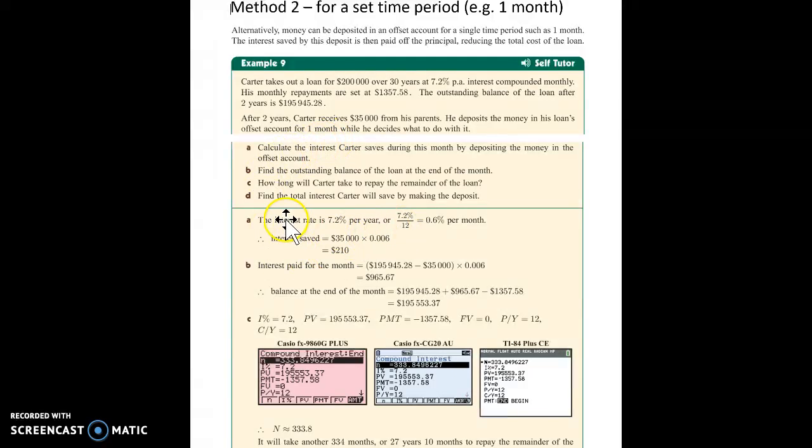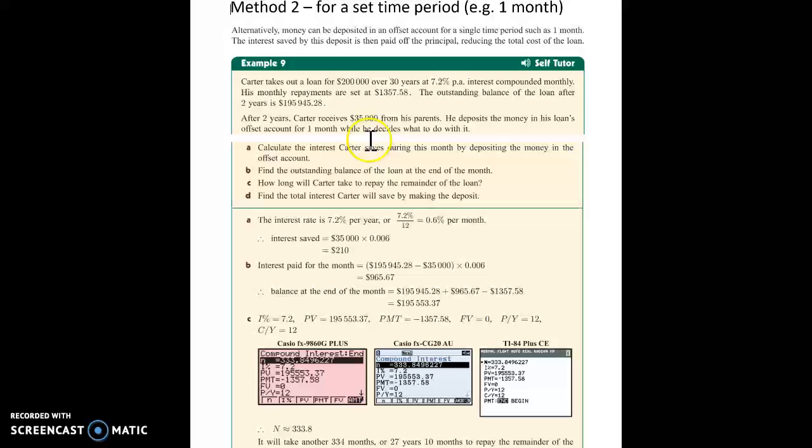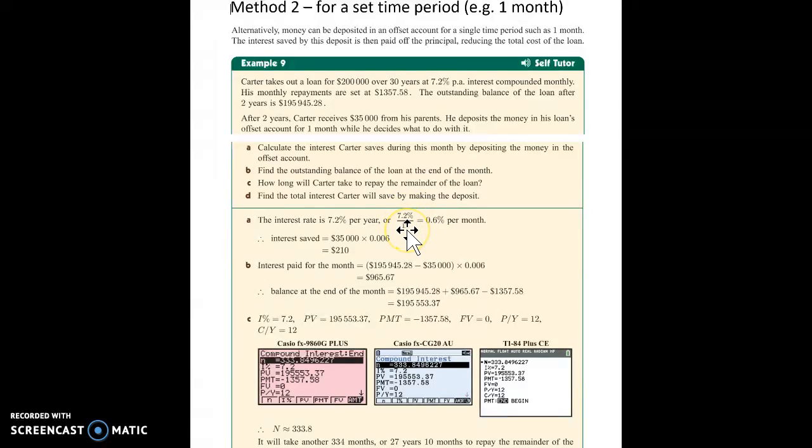So here, first step is to calculate the interest that they save on that money going to the offset account. So if that money is going into the offset account and it's earning this much in interest, it's only there for 1 month. So we divide the interest by 12, and then we just work out that interest. It's only for 1 month. You can use your calculator for this. You can use your TVM. You can put in n equals 1, 7.2, etc. It will work it out for you. It's exactly the same as doing this short little step here. And that just tells you how much interest is in there.